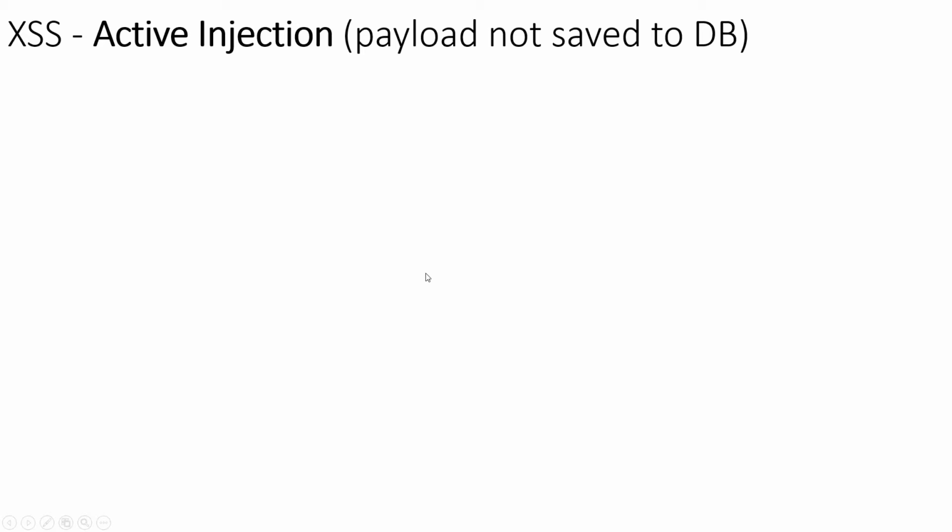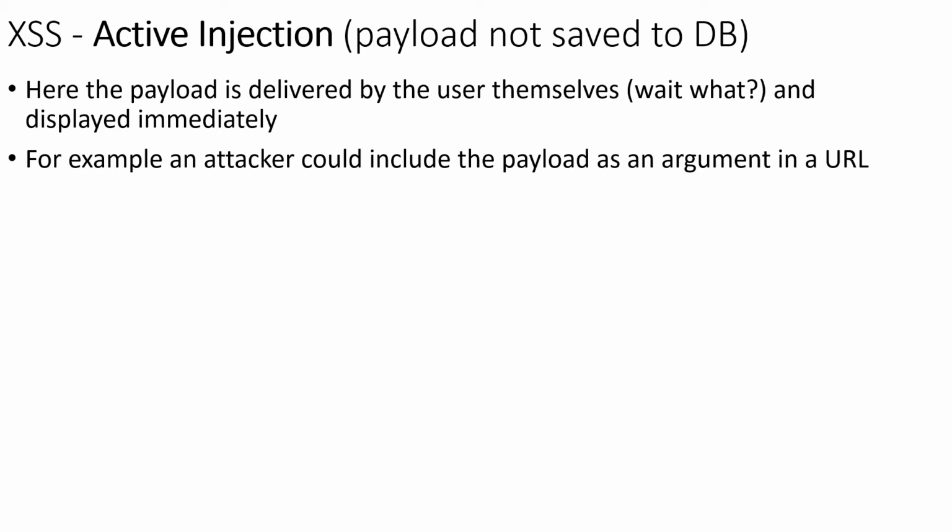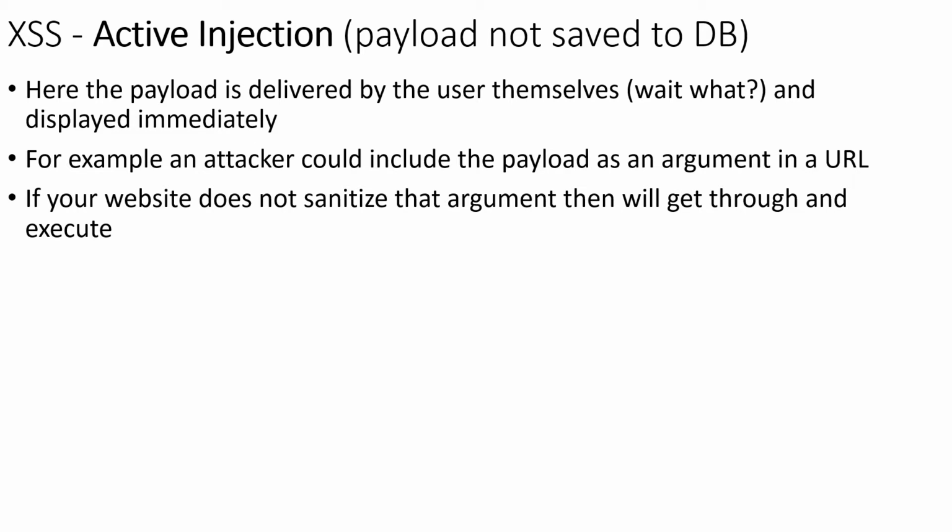So the next one is reflected injection, where the payload isn't saved. It's actually delivered by the user who is being attacked, which, when you hear that, you think, well, how is that possible? But this usually comes from something like a phishing attack. So you might have a link that says, oh, come and check out this thing, it's really cool, and you go there, and unknowingly you're going somewhere and doing something bad to yourself, basically.